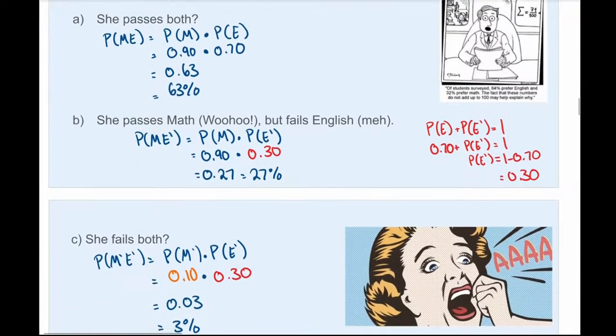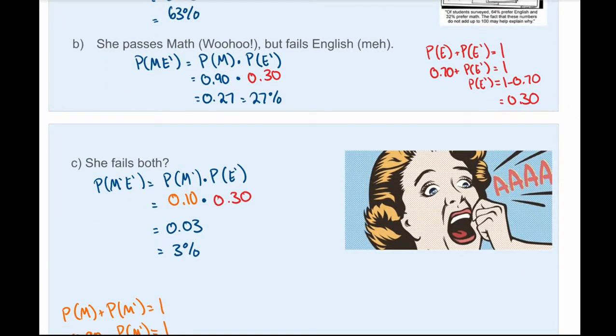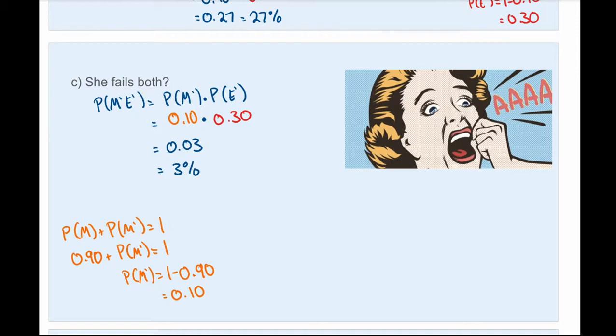For C, the probability that she fails both, we already know the probability of her failing English. We calculated that for the last question. And for failing math, we can use the same reasoning and calculate that the probability of her failing math would be 0.1 or 10%. Again, I already know that these two events are independent, so I'm just going to multiply the two probabilities together, and I should get 0.03 or 3%. So there's a 3% chance that she's failing both.